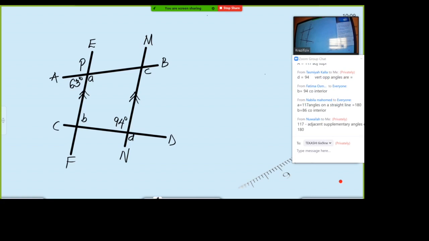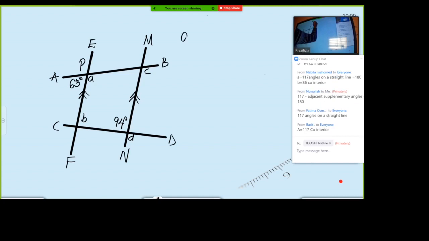What is our reason? Adjacent supplementary angles. Thank you, Noela. That's a very good reason. Nabila, angles on a straight line. So we subtract 63 from 180. So we are saying A is 117.